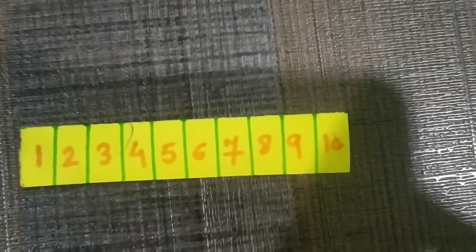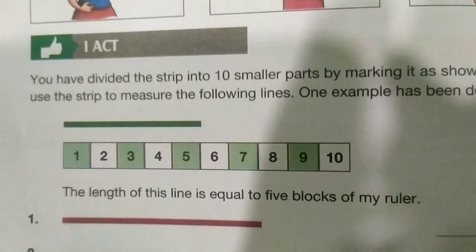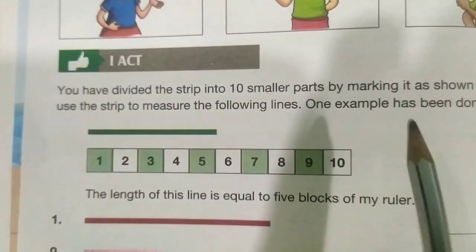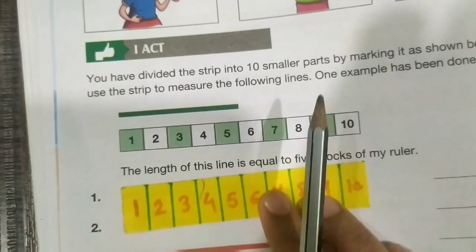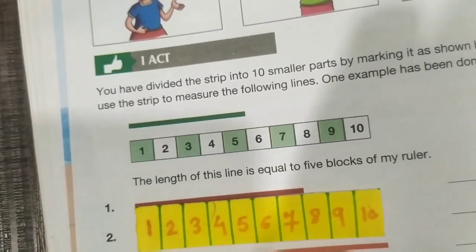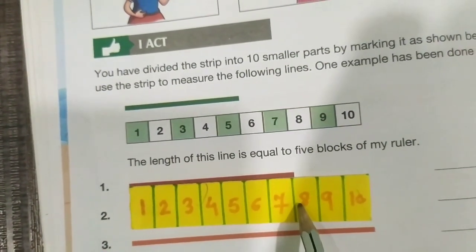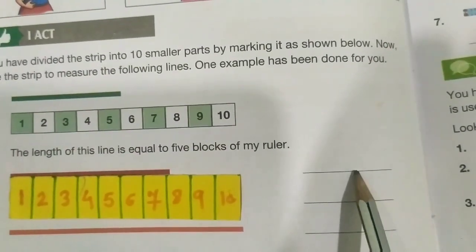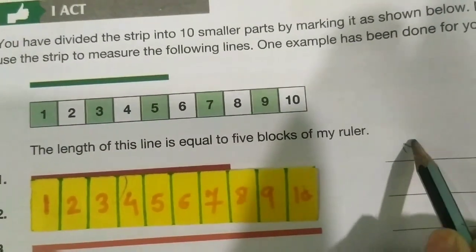You also make the strip at your home and do the measurement in the textbook. See children, here one example has been given. The strip is here like this, and you also make the strip and then measure these things. Here how long is it? It is 7 blocks long. What will come here then? 7 blocks.